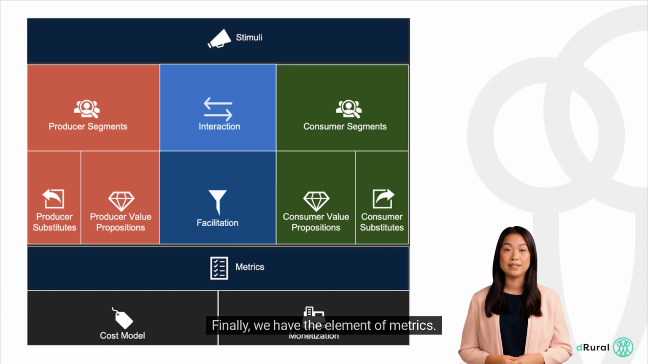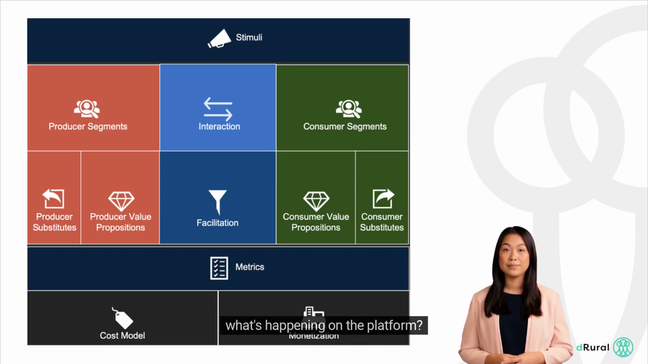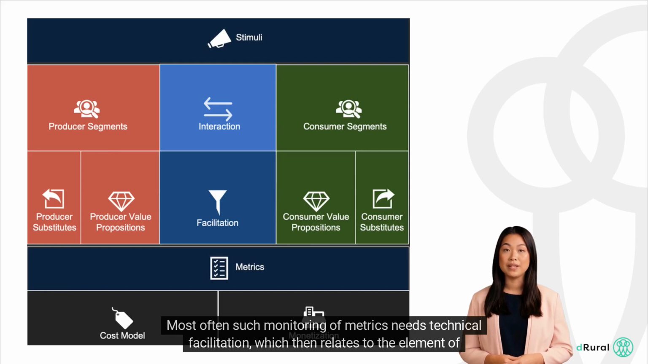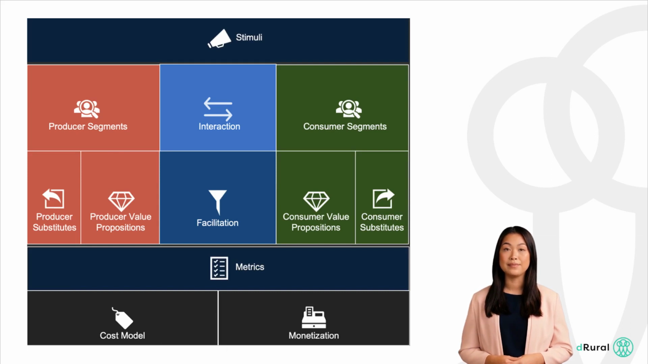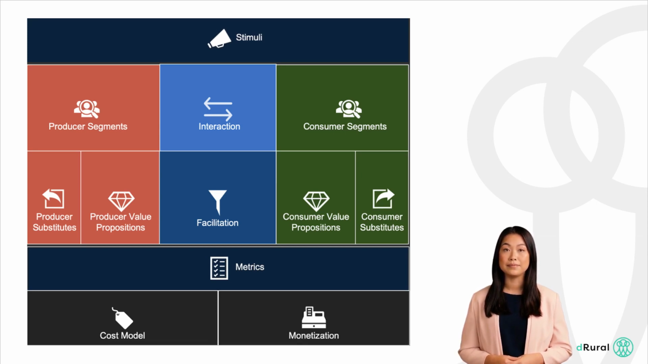Finally, we have the element of metrics. What kind of monitoring and measuring do we need on the platform to be able to steer, control, and evaluate what's happening on the platform? Most often, such monitoring of metrics needs technical facilitation, which then relates to the element of facilitation. Metrics can also be the generator of data that in turn can be the source for additional or new business on the platform for the platform owner. There you have it. The platform canvas.